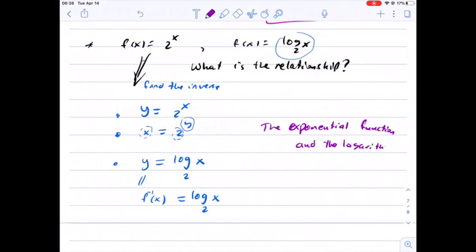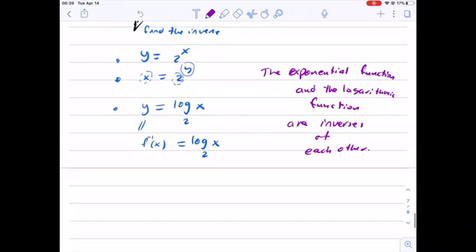So we find that the exponential function and the logarithmic function are inverses of each other.